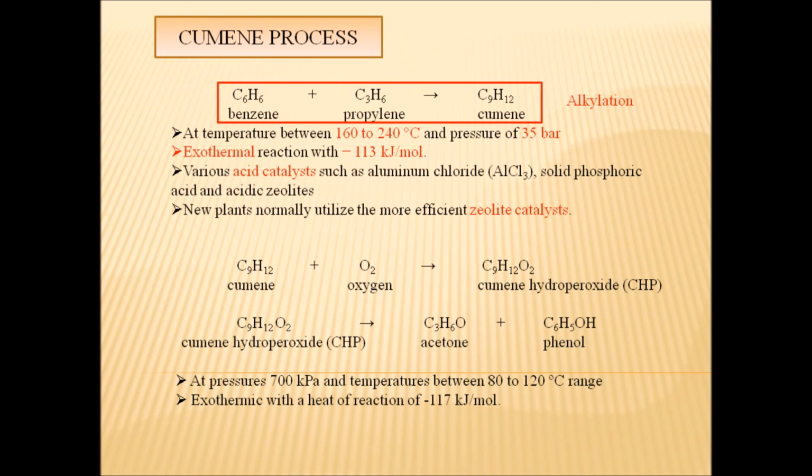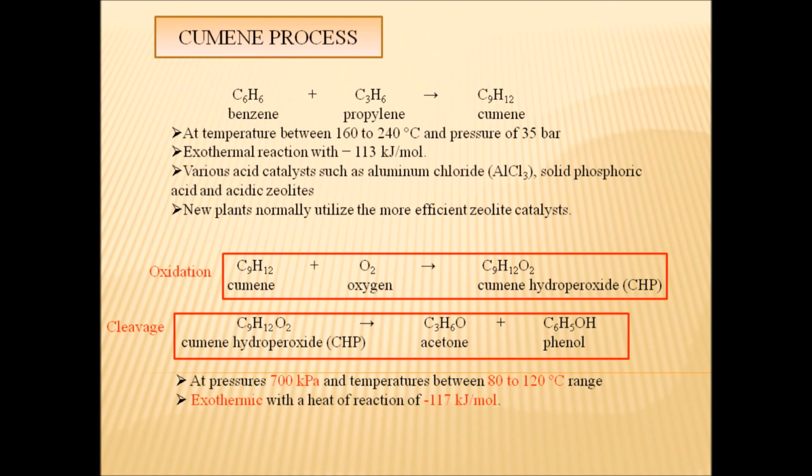In this process, benzene is alkylated with propylene to produce cumene at a temperature of 160 to 240 degrees Celsius and a pressure of 35 bars. This reaction is largely exothermic with the use of various acid catalysts, but now most plants use the more efficient zeolite catalyst instead.